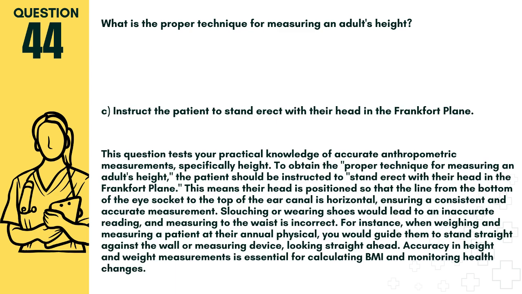Answer: C. Instruct the patient to stand erect with their head in the Frankfurt plane. This question tests your practical knowledge of accurate anthropometric measurements, specifically height. To obtain the proper technique for measuring an adult's height, the patient should be instructed to stand erect with their head in the Frankfurt plane. This means their head is positioned so that the line from the bottom of the eye socket to the top of the ear canal is horizontal, ensuring a consistent and accurate measurement. Slouching or wearing shoes would lead to an inaccurate reading, and measuring to the waist is incorrect.